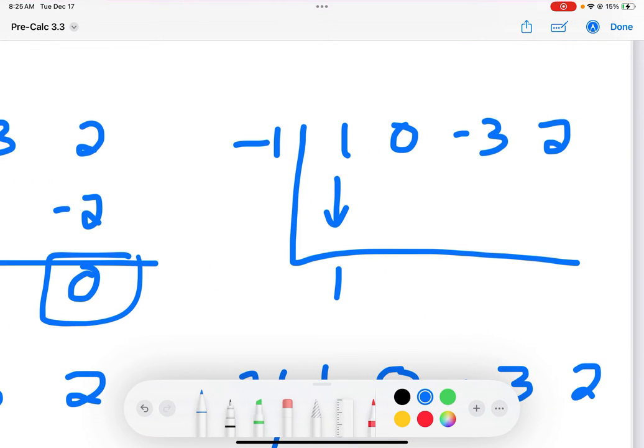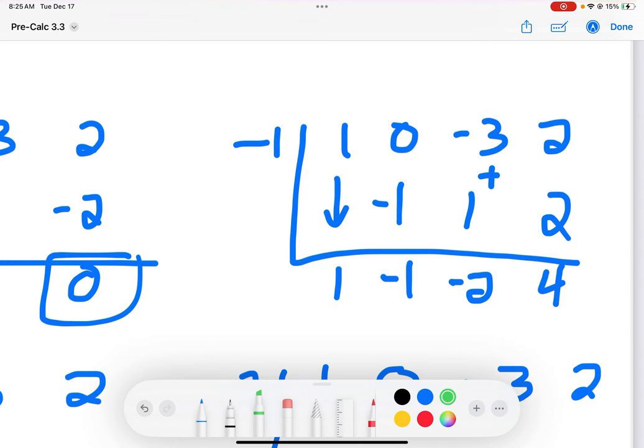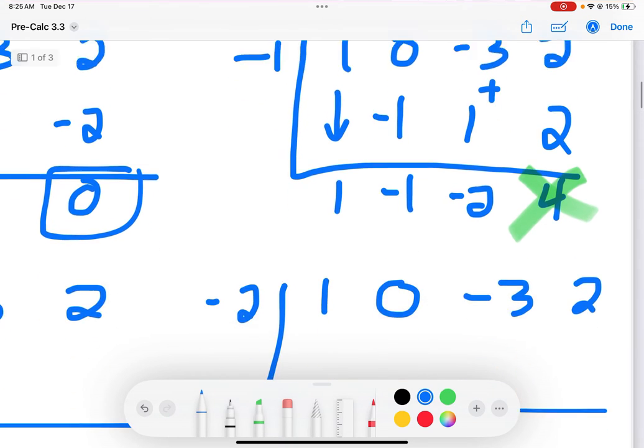Then we test -1. Bring down the 1. -1 times 1 is -1. Add them up, you get -1. -1 times -1 is +1. Add them up, you would get -2. -2 times -1 is +2. Add them up, you would get 4. 4 is not 0, so that's not a 0.